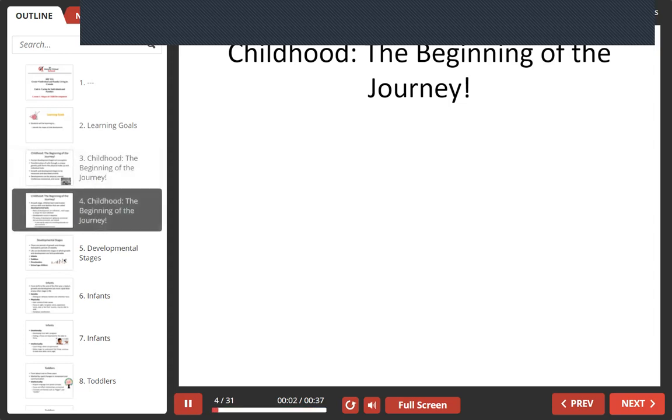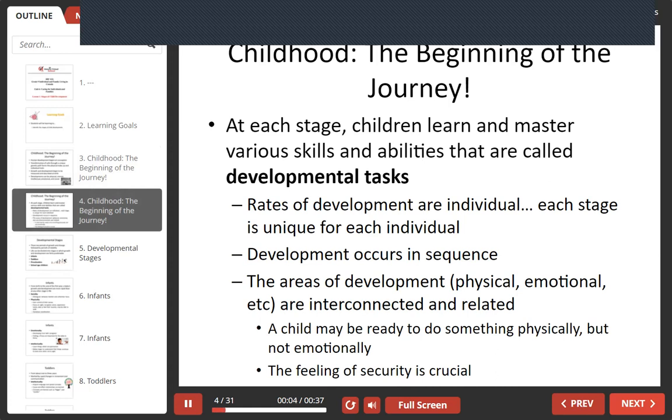So at each stage, children learn and master various skills and abilities which are known as developmental tasks. The rate of development is individual, and each stage is unique for each individual. And this development occurs in sequence. These areas of development, such as physical and emotional, are all interconnected and related. For example, a child may be ready to do something physically, but not emotionally. So therefore, the feeling of security is extremely crucial.